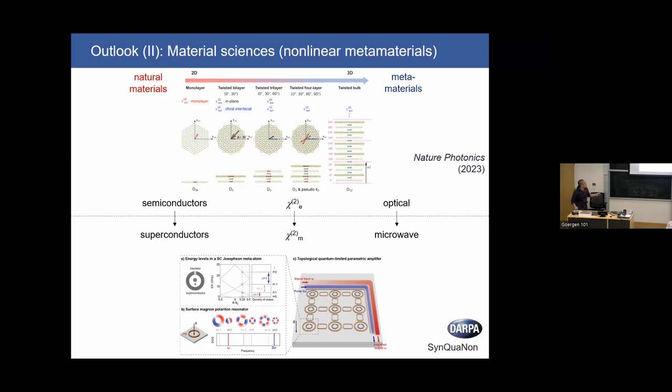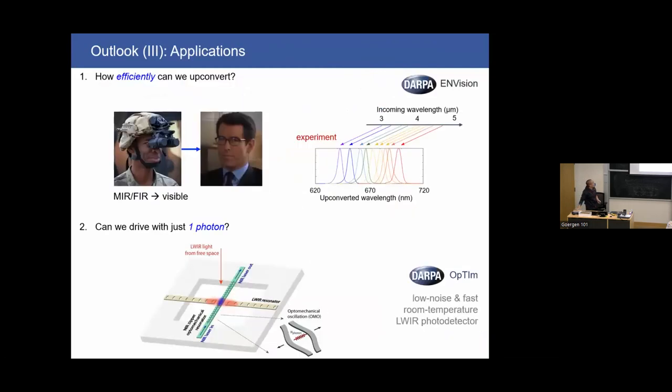Now, of course, this idea can be generalized to other systems. We can use not semiconductors, but superconductors. We can look at not the electric nonlinearity, but magnetic nonlinearity. We can look at not the optical application, but the microwave application. When you put that all together, this is a new program we recently started called synthetic quantum nanostructures. In this case, we are using superconductors as opposed to semiconductors, and Josephson junctions instead of interfaces. But the idea is we're building a nonlinear material in the microwave frequency for quantum-native parametric amplification.